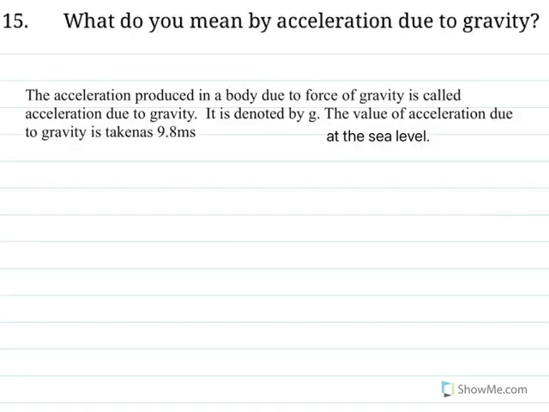What do you mean by acceleration due to gravity? Acceleration produced in a body due to the force of gravity is called acceleration due to gravity. It is denoted as g. The value is 9.8 meter per second square, or 9.8 meter second minus 2. This is at sea level. As we move higher, the acceleration due to gravity decreases.